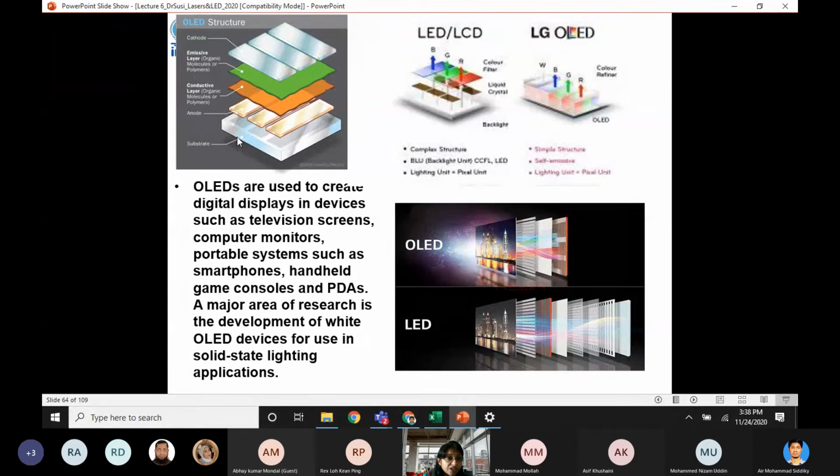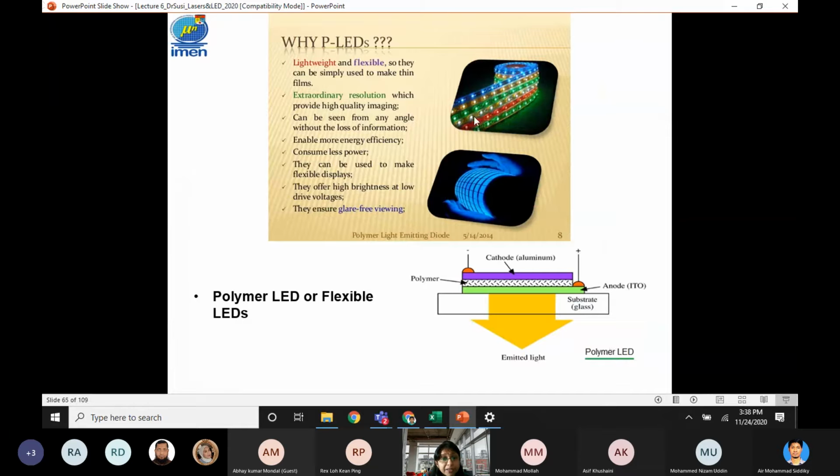So this shows an OLED structure. Instead of a semiconductor emitting layer, you have an organic molecule or a polymer as the emitting layer. And now OLED is becoming very famous in smartphones, handheld game consoles, and PDAs, and is also being used in solid state lighting applications. You can see OLED televisions are thinner compared to LED TV. And polymer LEDs are lightweight and flexible, and the applications can be many, including making displays.